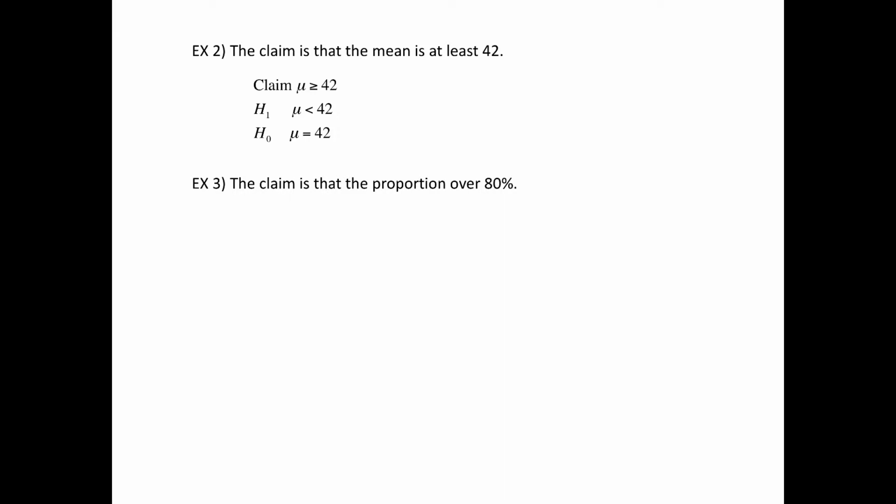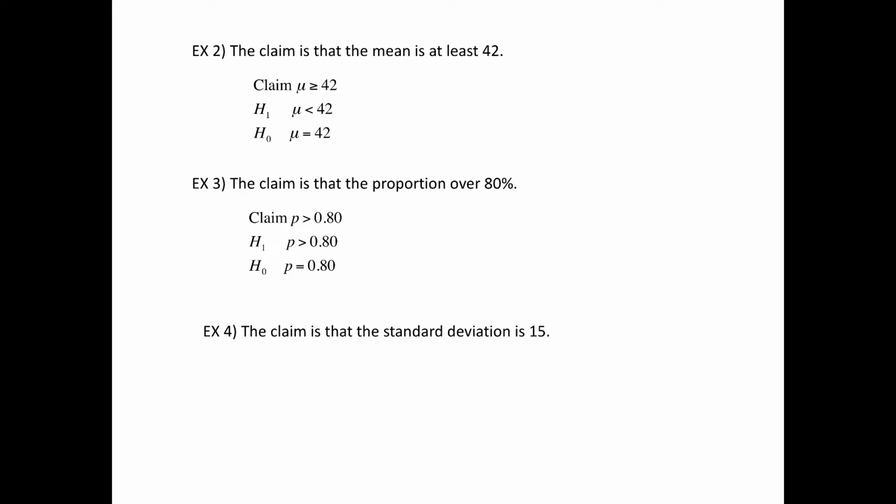Example number 3. The proportion is over, so that means greater than 80%. So we would write that as a decimal, 0.80, and then over means bigger than. And since this doesn't have an equals, H1 can stay the same. And for the 4th one, the standard deviation is, which means equals, 15. So the claim would have that sigma equals 15, and then because the claim has an equals, H1 has a not equals.